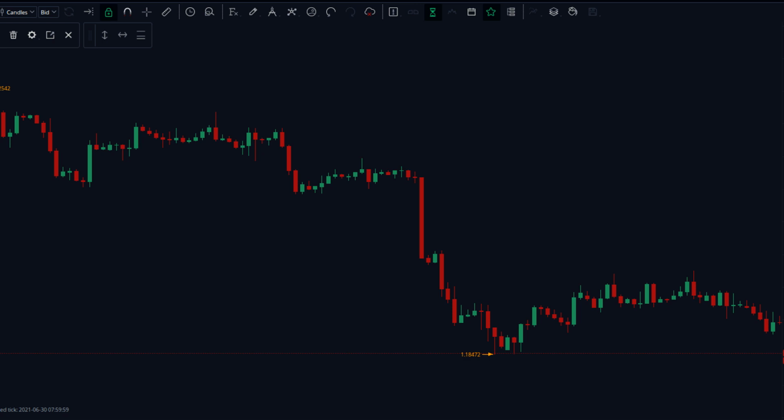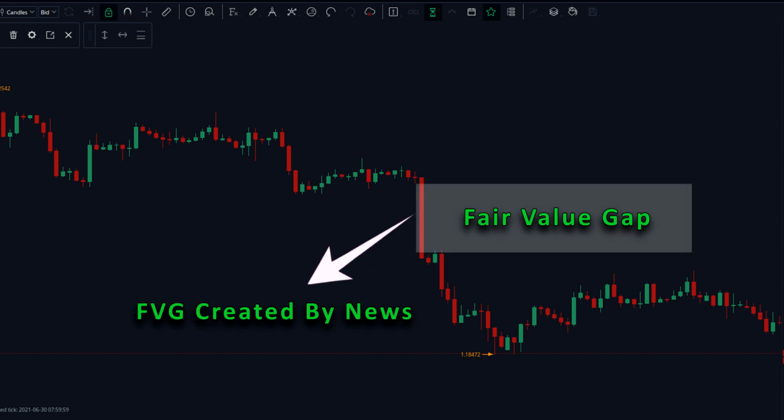Major news events in the forex and stock markets can cause sudden and significant price movements, often leading to the formation of new fair value gaps. During such times, traders must exercise caution as slippage can occur, leading to unexpected price changes. To mitigate risk, it's wise to secure profits, limit exposure, and always adhere to a solid risk management strategy.